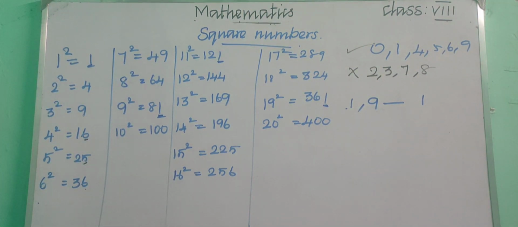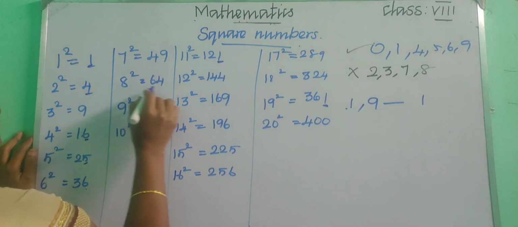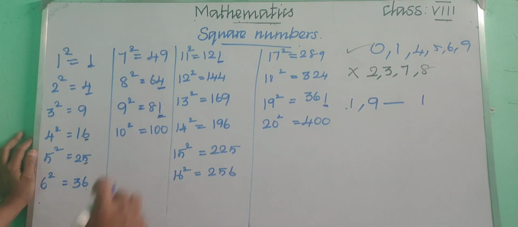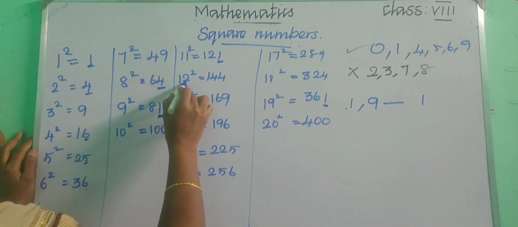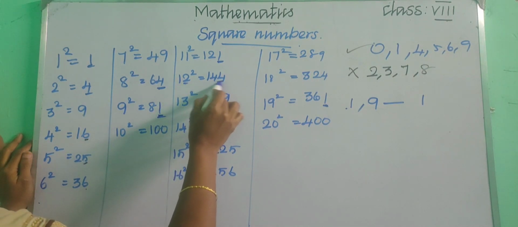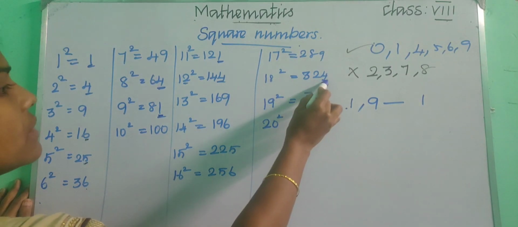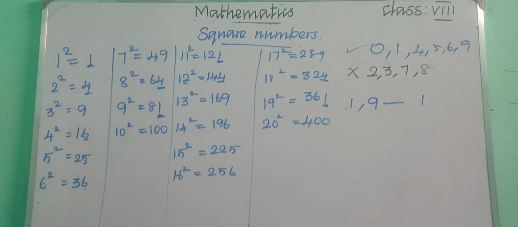And if you are finding the square number for 2 and 8, see, 2 squared is 4 and 8 squared is 64. See, we are having 4 in the ones place, right? Like the same, let us see 12. Here 12 squared is 144, it ends with 4. 18 squared also ends with 4. Okay children, is it clear?